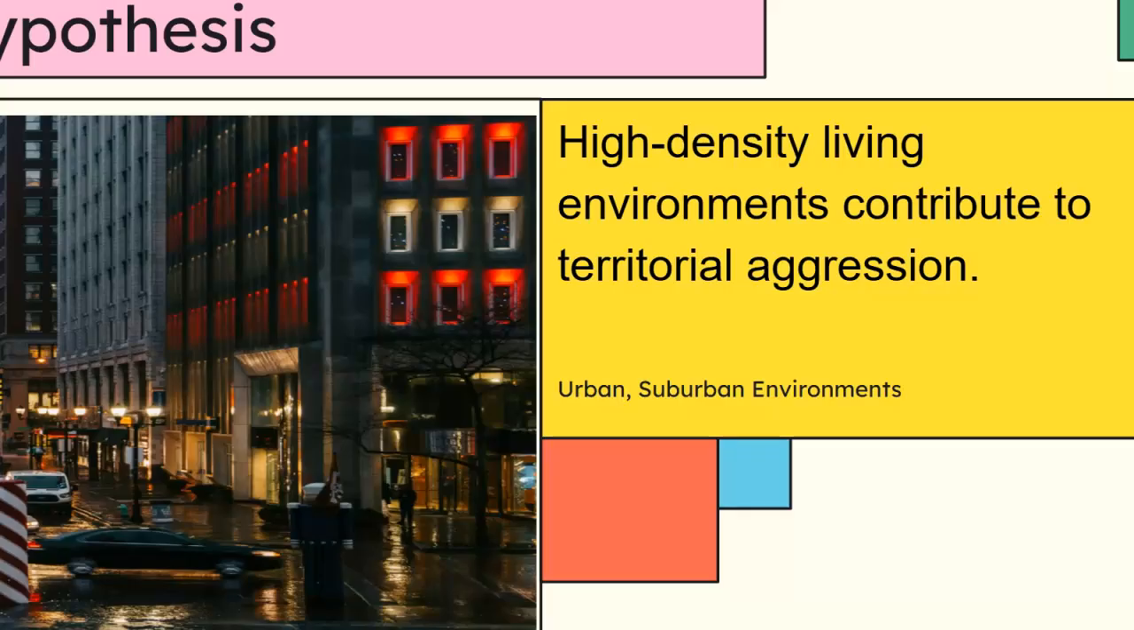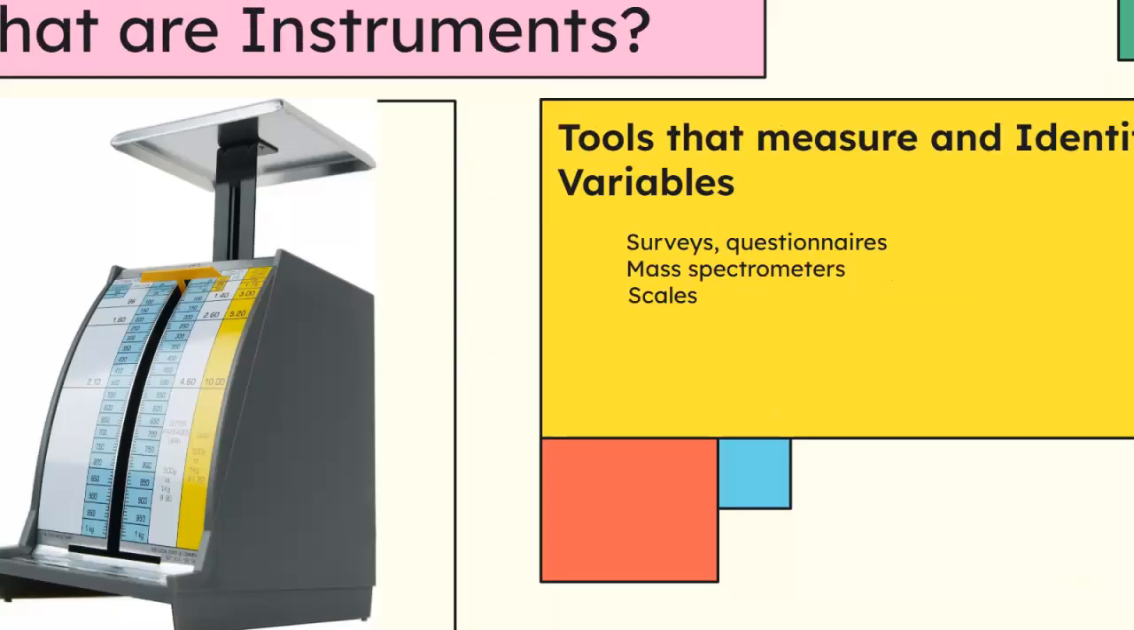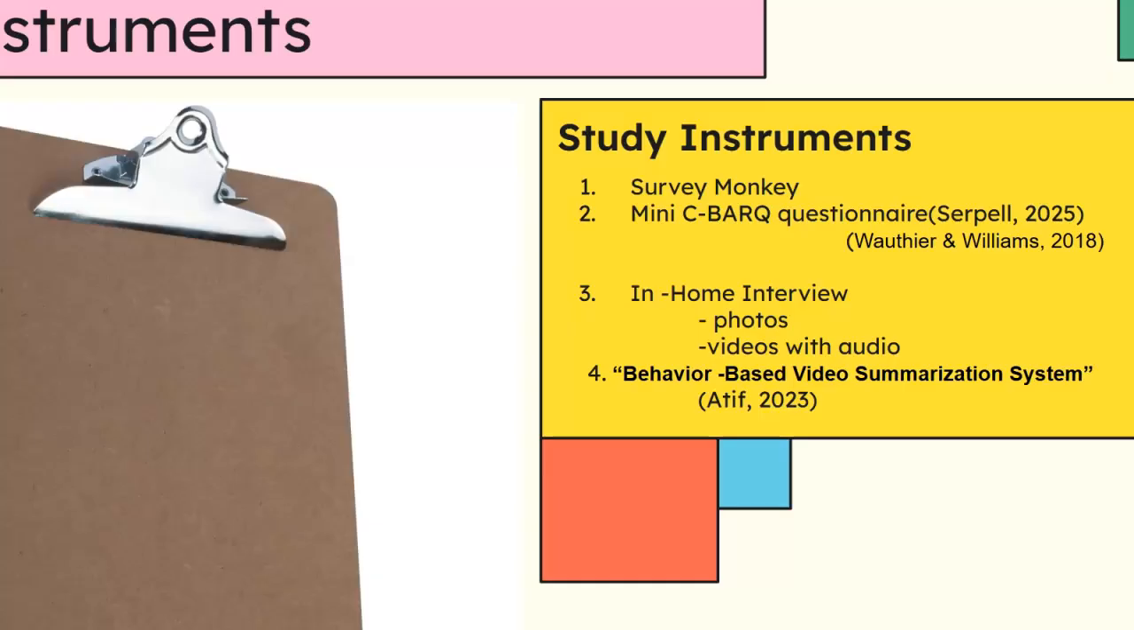My hypothesis is that high density living environments contribute to territorial aggression. I talked about the CBART questionnaire, and there's also going to be a survey that we're going to use to make sure that we have the participants who fit the study, because we certainly want to use healthy adult dogs, and dogs that can handle a little bit of stress.